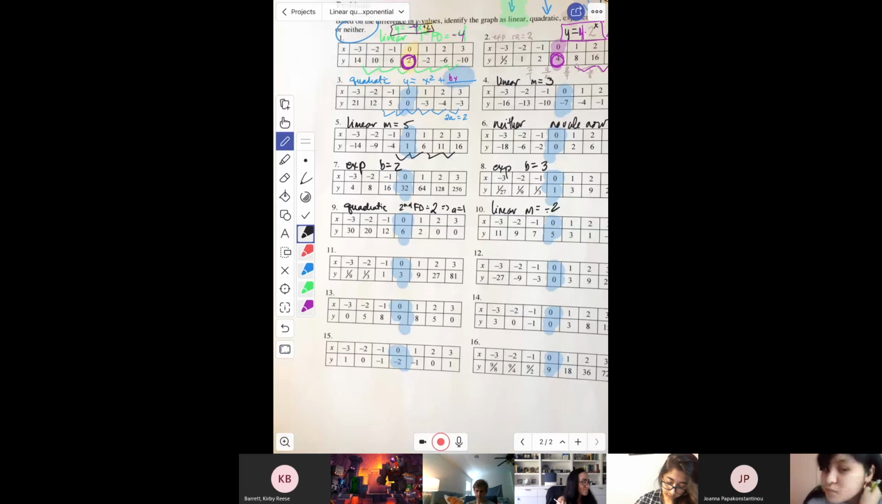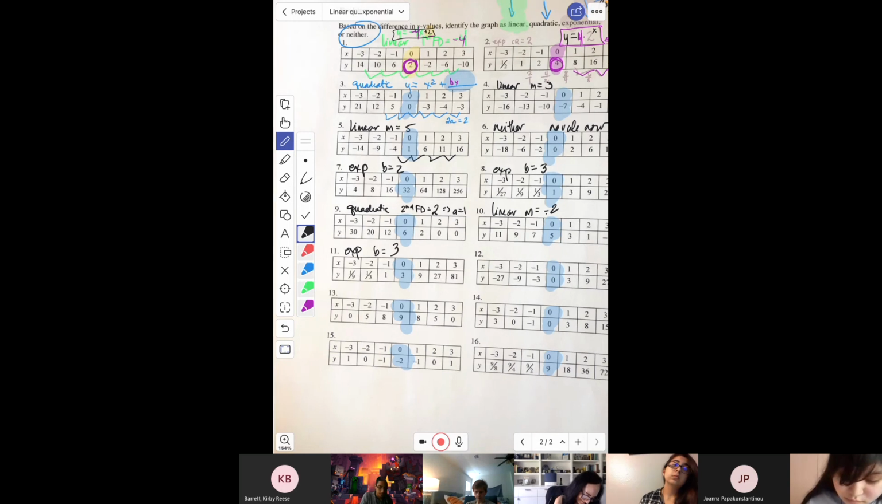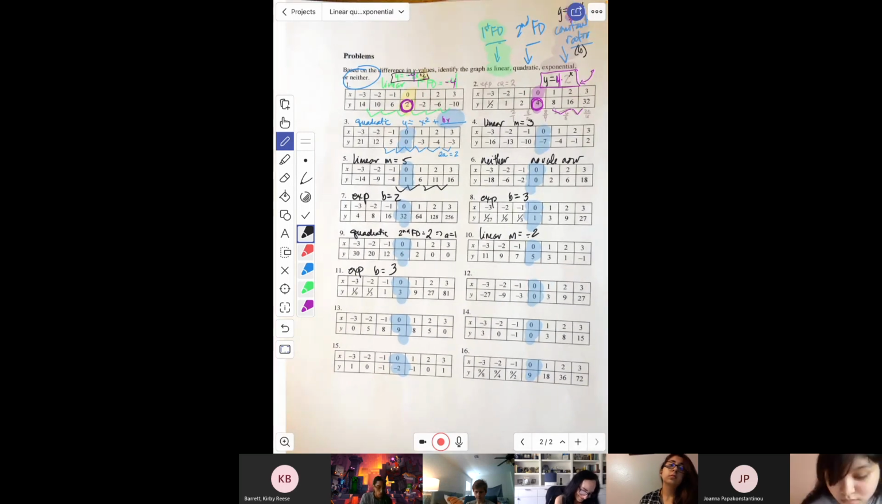Number 11. Exponential. It is exponential. And what was the base, our constant ratio? 3. Excellent. Number 12, linear, quadratic, exponential, neither. Neither. It is neither. Very good. Number 13, what was that?